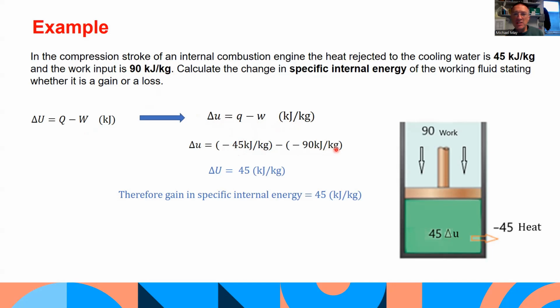If it's done on the system, it's taking energy from the environment to do that. So we put that in as a minus. The double minus will make a plus. So ultimately, we're left with 45 kilojoules per kilogram of change in specific internal energy. So that should be a small u there. So basically, 90 is going in, 45 is going out. So we have 45 left in there.